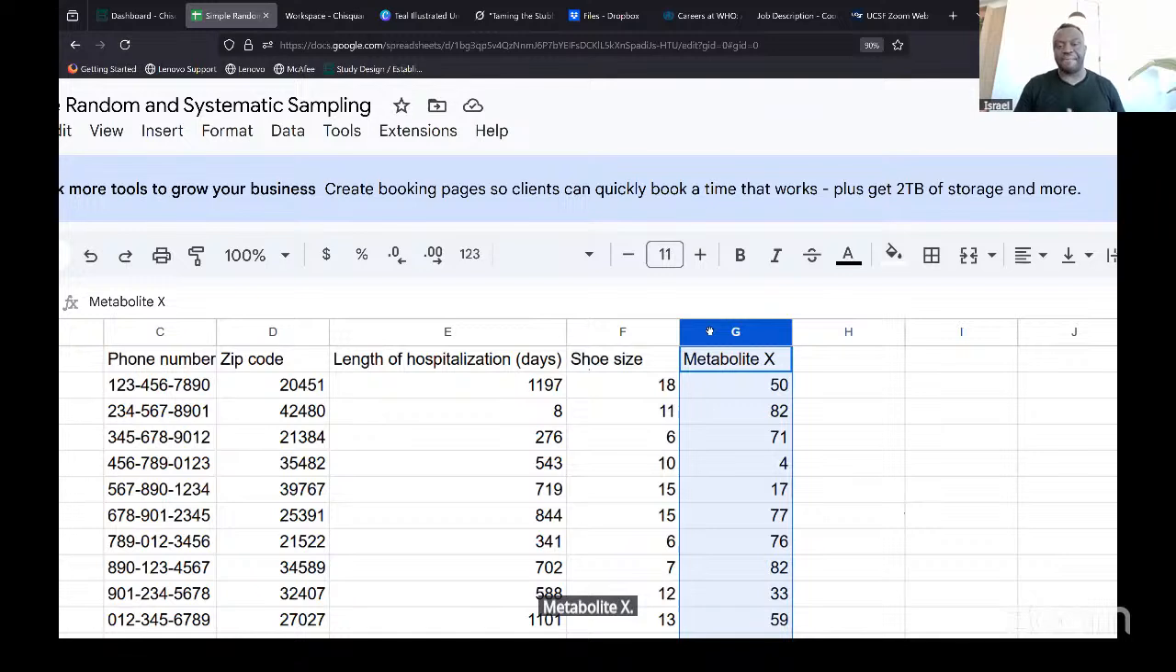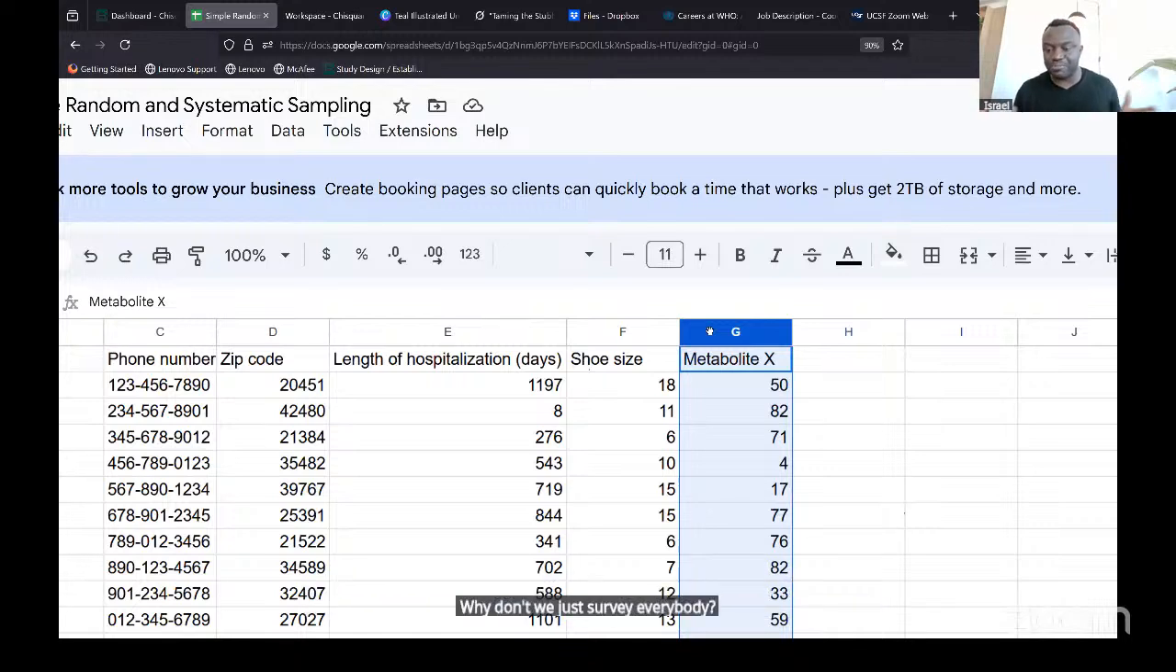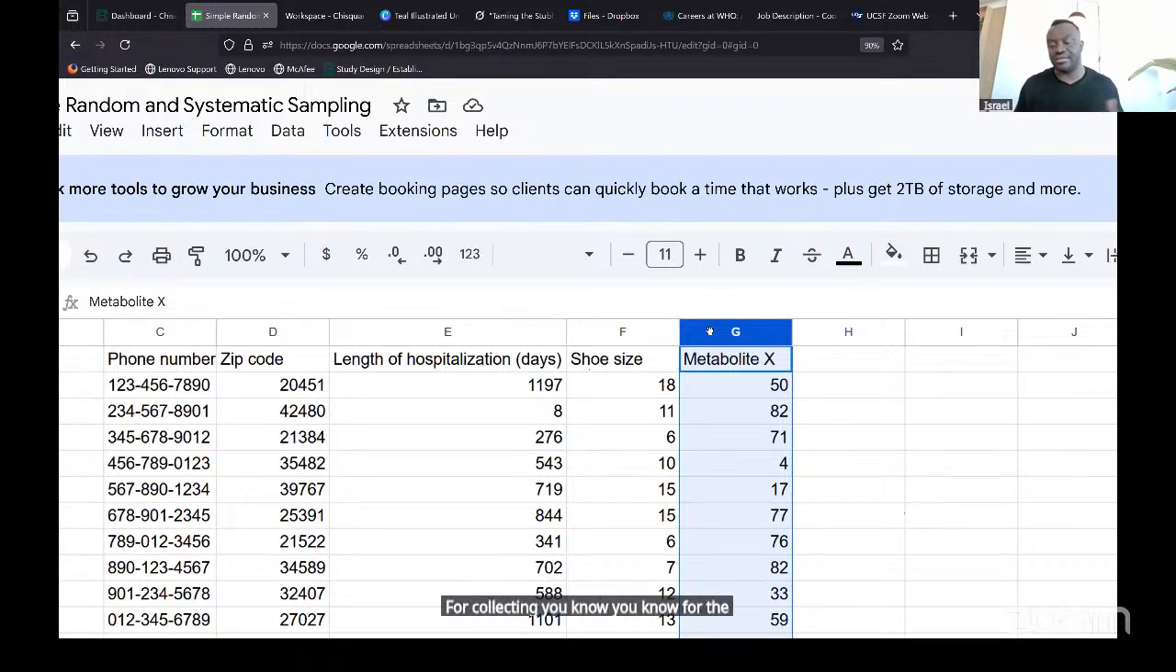Now you might wonder, if we already have a whole list, why don't we just survey everybody? Well, we can survey everybody. There's no crime in that. We can do that. But sometimes you might have logistical or resource limitations. Imagine that for each person we are surveying, we have to give them an incentive of $30 for using their data or their sensitive information.